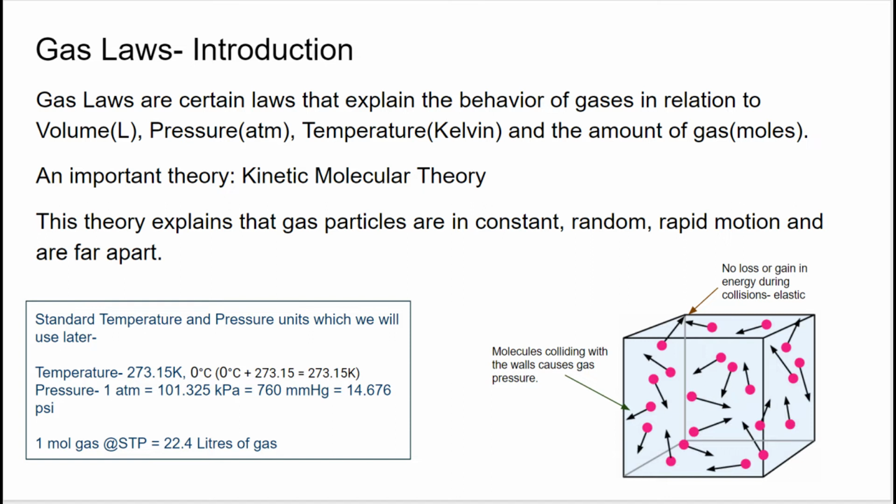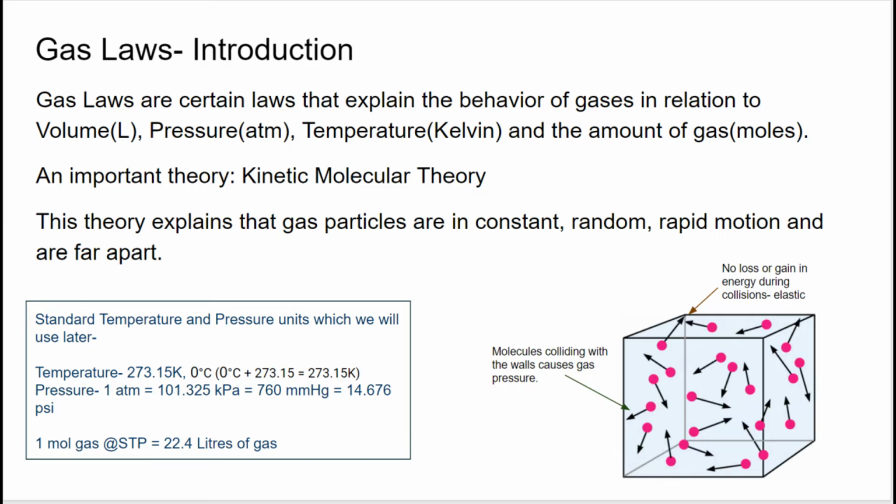And another important concept in relation to gas laws are standard temperature and pressure units. For temperature, we have 273.15 Kelvin, or 0 degrees Celsius, and we use Kelvin as our standard unit. And for pressure, we have atmospheres, and the standard pressure is 1 atm. Another conversion factor we'll be using later is 1 mole of gas at STP is equal to 22.4 liters of gas.